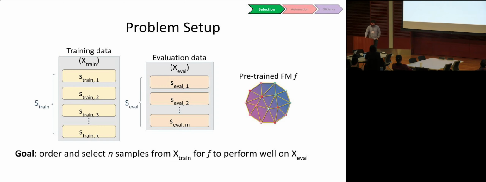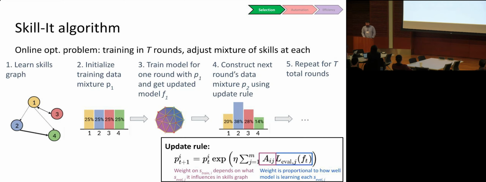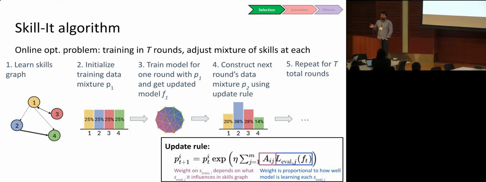So to make it slightly more formal, we can say something like the following. We have some training data with different skills, some evaluation with different skills as well. We might have access to some pre-trained foundation model that we're going to adapt. And our question is, let's figure out what are the right samples from this training set, this large pool of data, that help us become good on whatever's in the evaluation set, hopefully as soon as we can. And to do this, we've developed this algorithm. We call it Skillet. And we have a little pan for the figure just to let you know where the name comes from. It's a pretty simple online optimization approach.